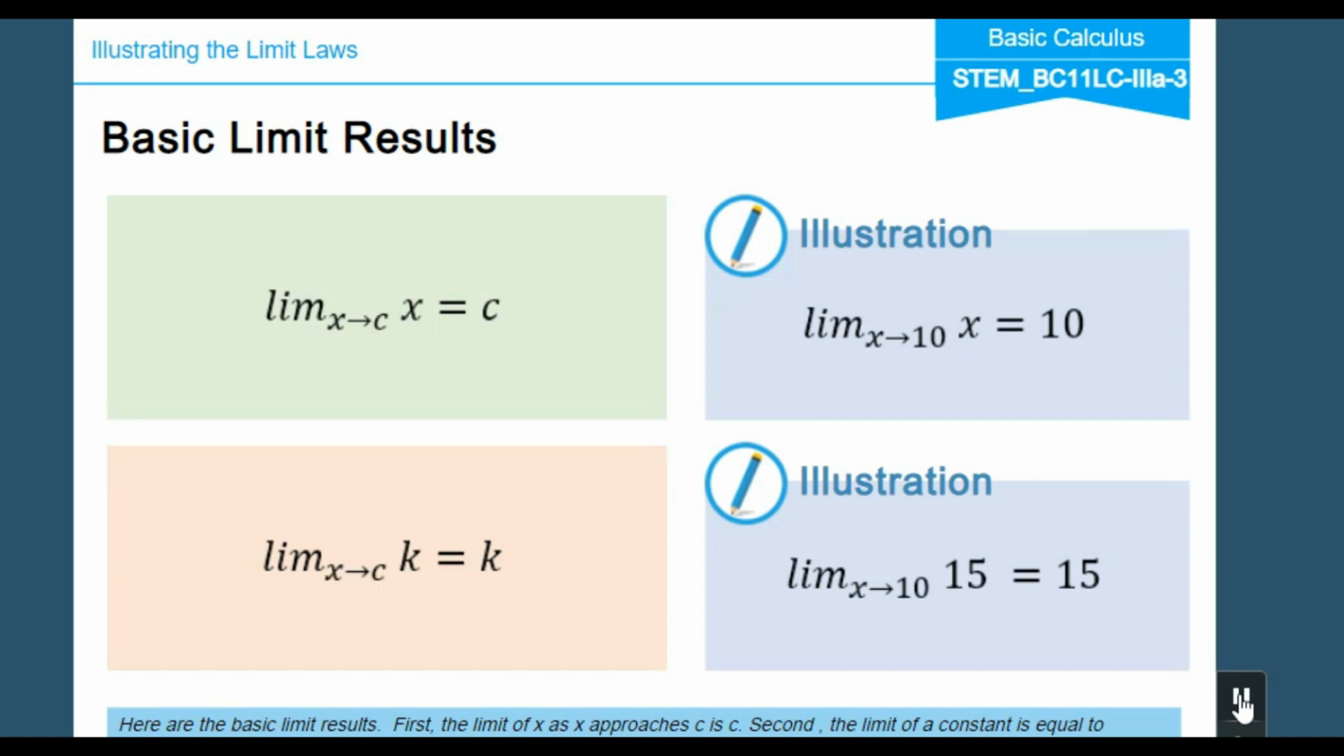Here are the basic limit results. First, the limit of x as x approaches c is c. Second, the limit of a constant is equal to the constant itself. Let us examine the given illustrations.